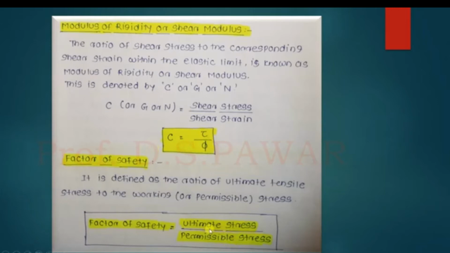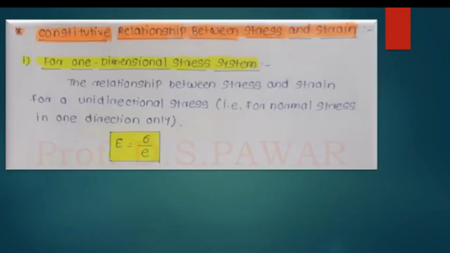Ultimate means, if you take the example of mild steel, and the ultimate stress in the steel is, suppose, 500 Newton per mm square, then 500 divided by permissible stress, if suppose that is 400, the ratio you have to take is 500 by 400, and that is the factor of safety. For your information, in concrete structures we always use a load factor of 1.5 for doing any design. Next, after this factor of safety, is the constitutive relationship between stress and strain.